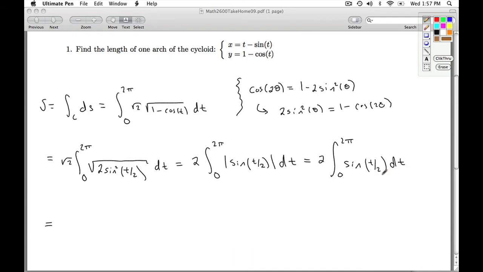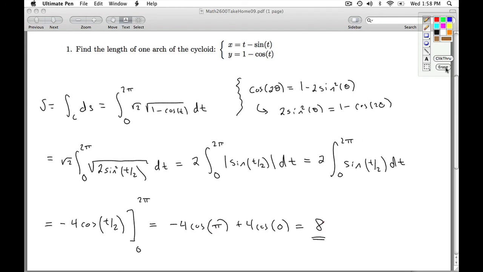So the integral of sine t over 2 is going to be roughly negative cosine t over 2. I'm off by a factor of 2. So this antiderivative works out to be negative 4 cosine t over 2, evaluated from 0 to 2 pi. So I get negative 4 cosine of pi minus a negative 4, or plus 4 cosine 0. I get 4 plus 4, which is 8. And that'll do it then for take home 9.